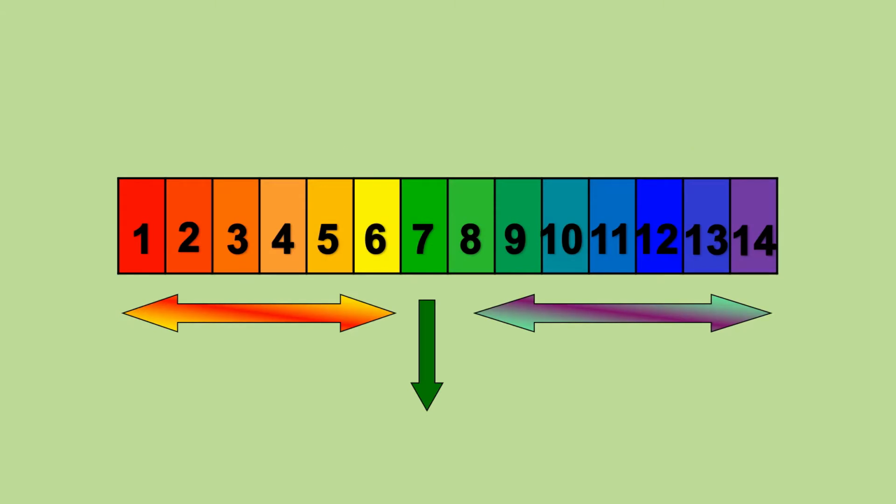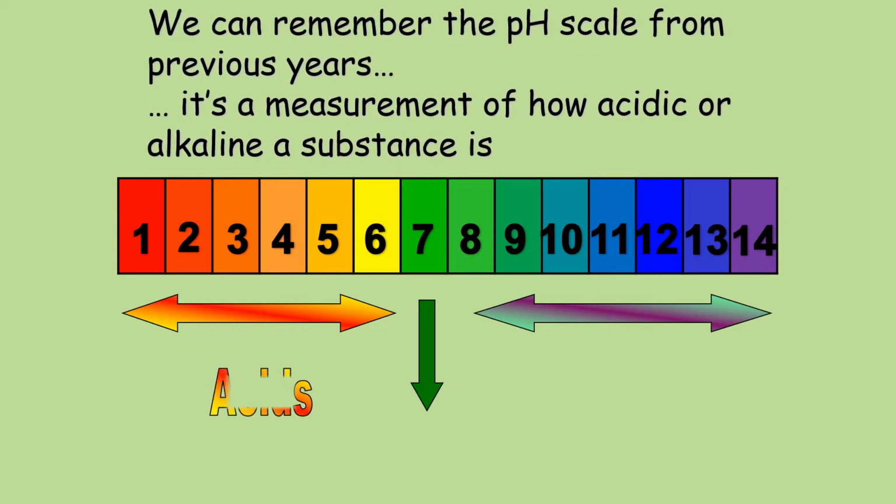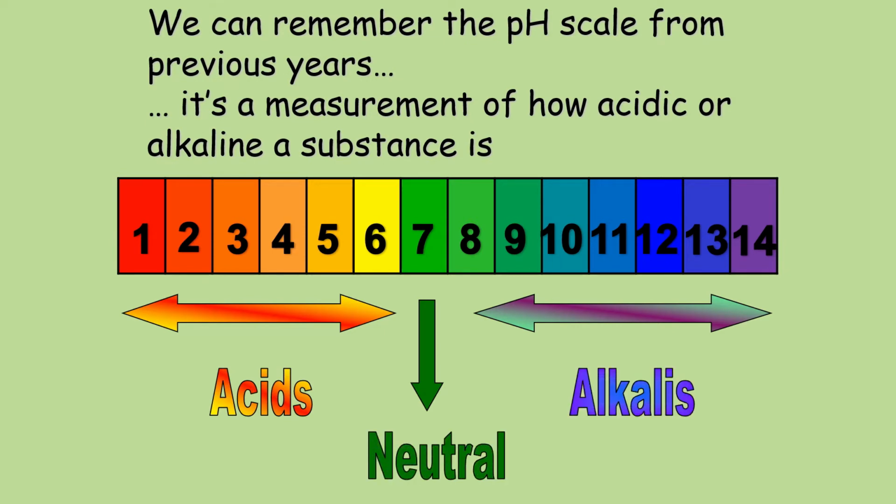So in previous years we've met this pH scale and the way that we measure and test acids and alkalis and different chemicals that we might use in a lab. So using something like pH paper or universal indicator, you would be able to test different solutions and figure out the pH that they have.